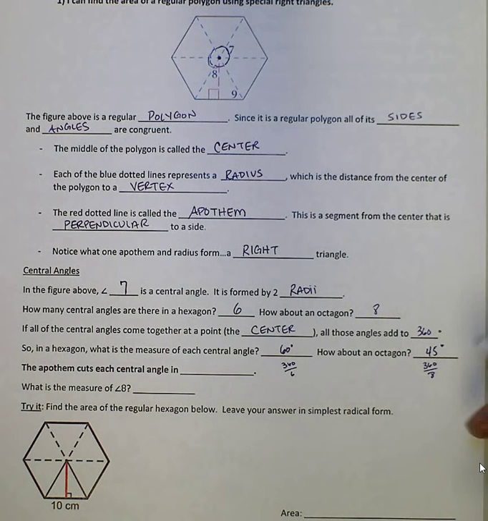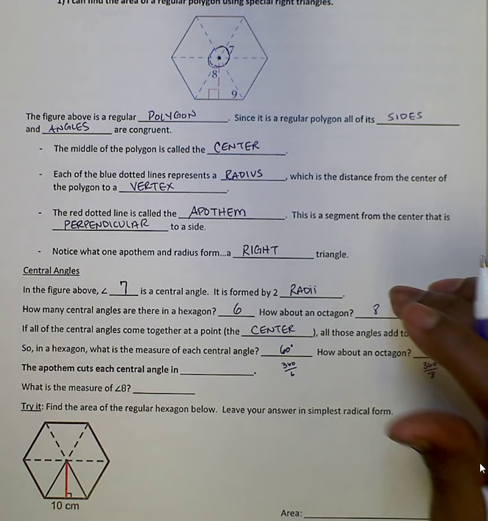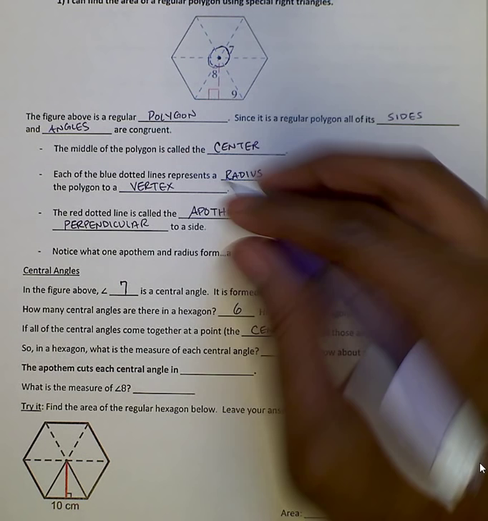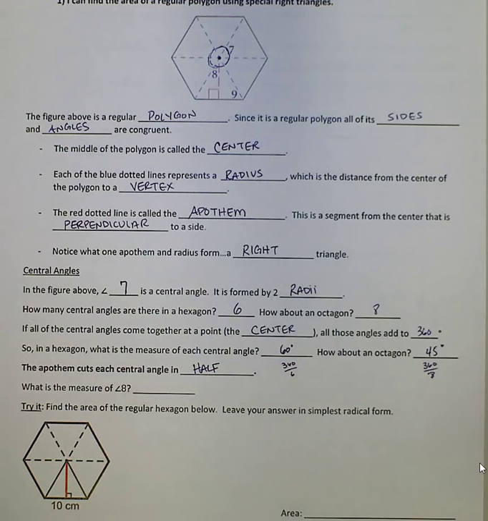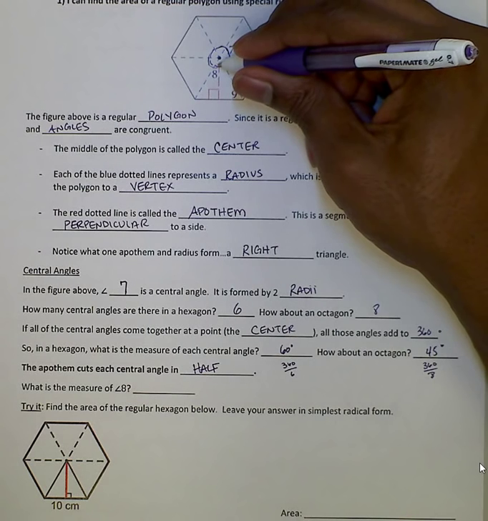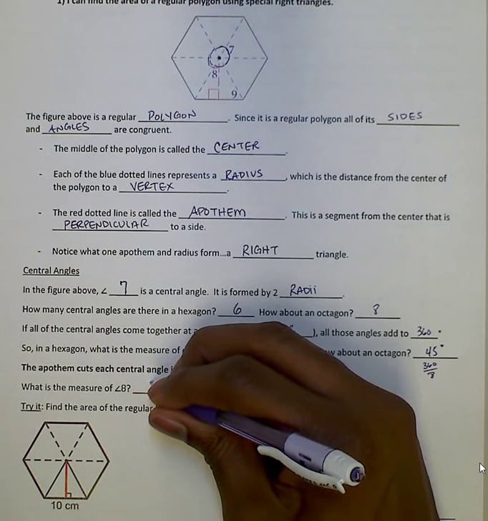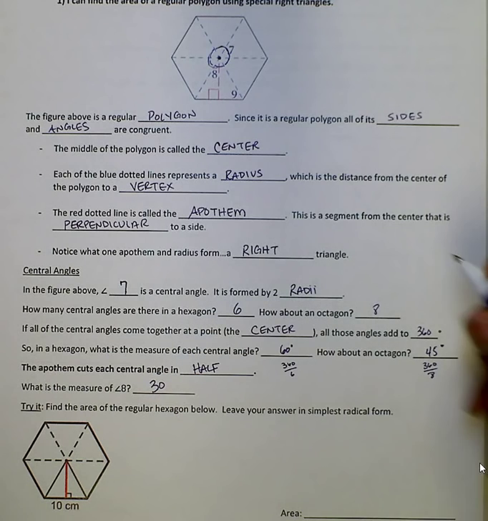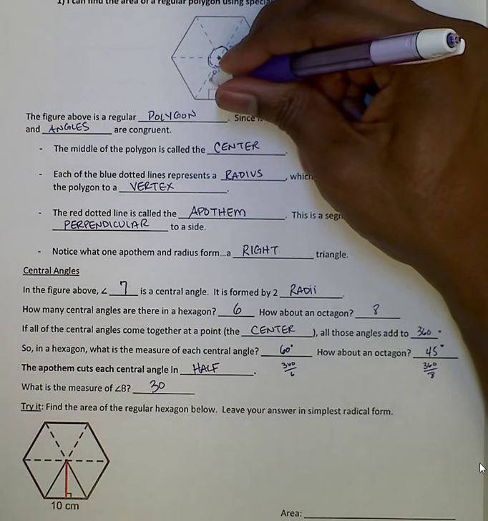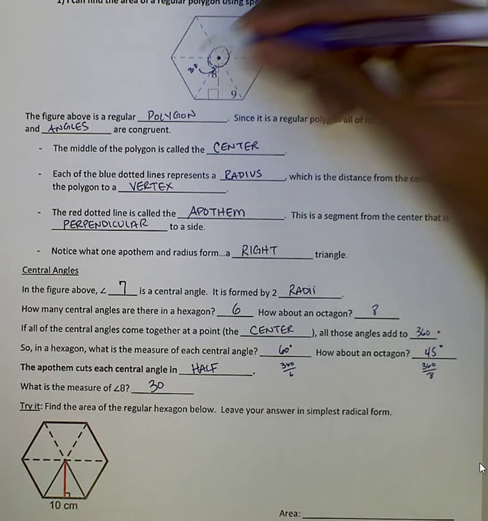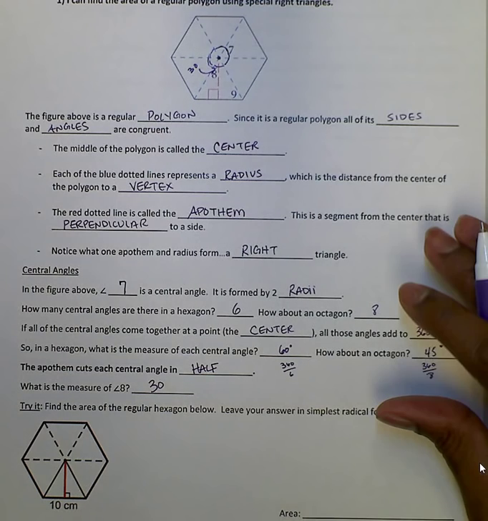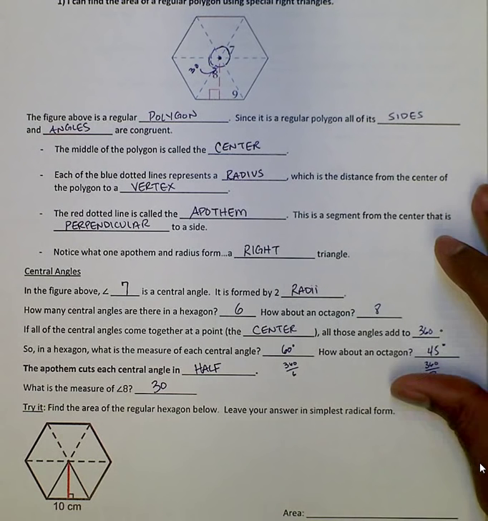The apothem cuts each central angle in half. So the measure of angle 8 will be 60 divided by 2, or 30. This should clue you in, hey, we have a 30, 60, 90 triangle. We'll probably have to use those, and you'd be right if you thought that.